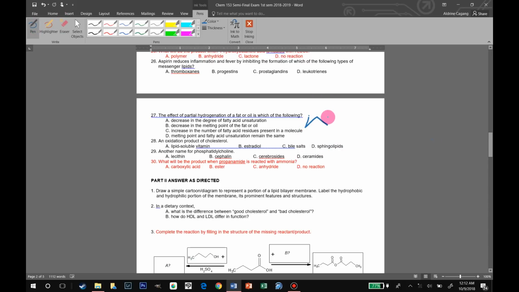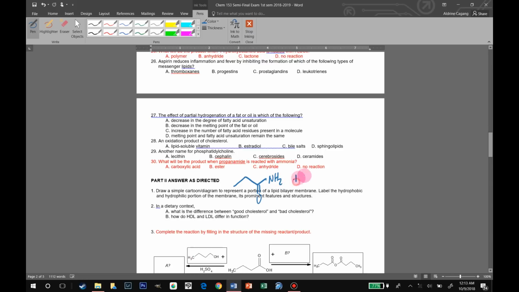1, 2, 3. This one is amine. This one is propanamide. So amide. C double bond O, NH2. Okay. And then it's reacted with ammonia. So let's draw this one a little more to the left. 1, 2, 3.